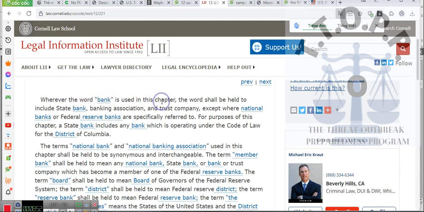Whenever the word bank is used in this chapter, the word shall be held to include, but not exclude, state bank, banking association, trust company, except where national bank and Federal Reserve banks, with an S, are specifically referred to. Interesting, huh? Where Federal Reserve banks, with an S, are specifically referred to, then it's going to do what? Then it shall not mean any bank. It shall not include state banks and banking association and trust companies. It shall mean specifically National Bank or Federal Reserve Bank.